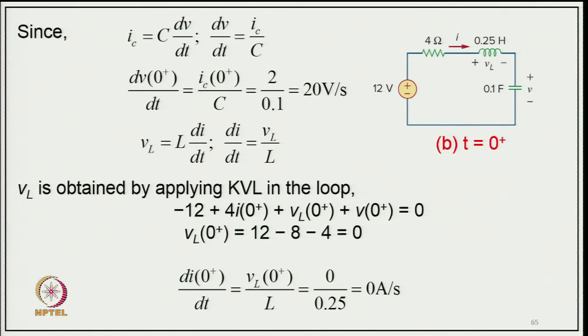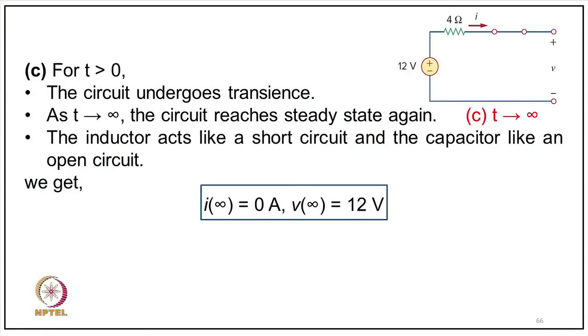So, the inductor voltage V_L(0+) will be 0, and di(0+)/dt equals V_L/L, that is 0 upon 0.25, which is 0 ampere per second.